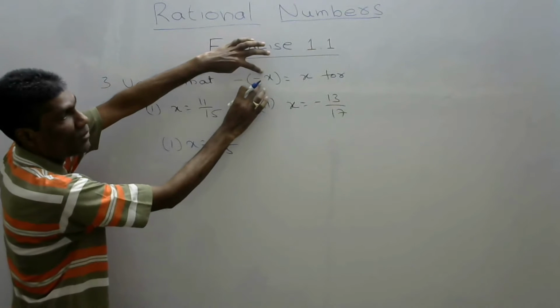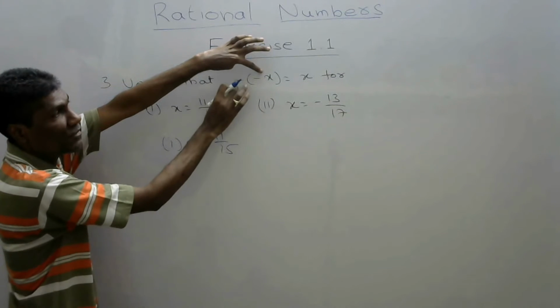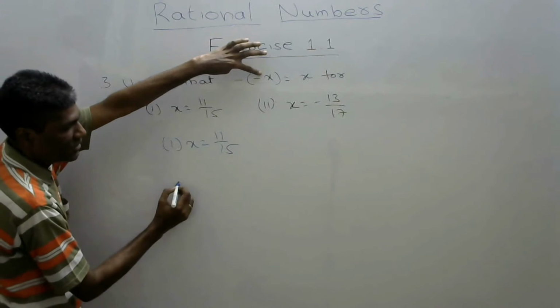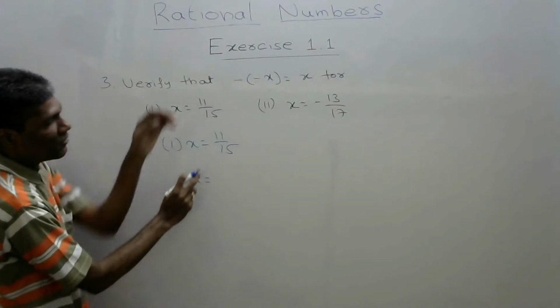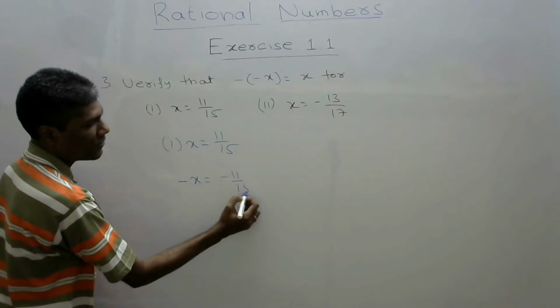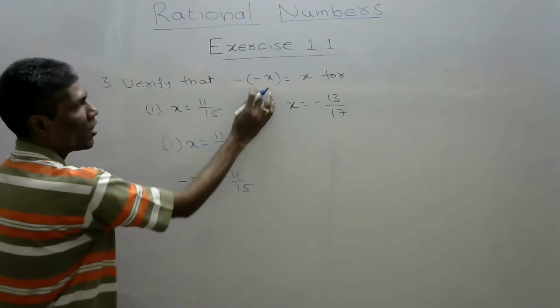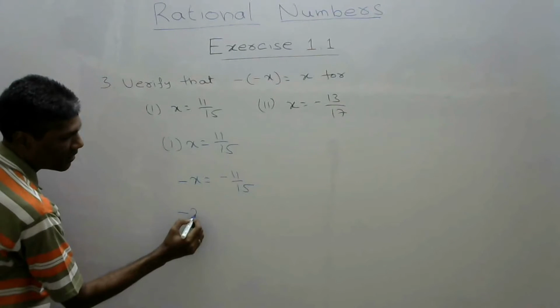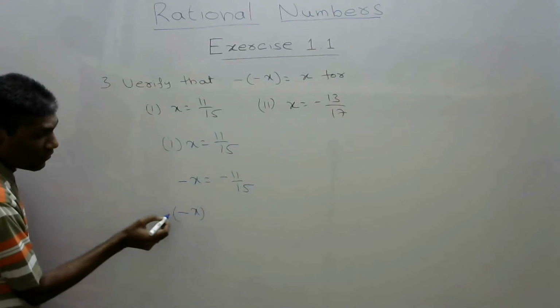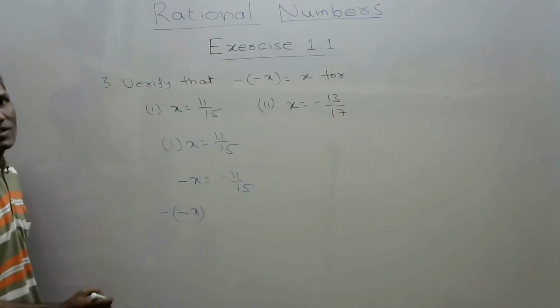First, we need to find minus x. For that, we should take minus. What is the value of minus x? Simply minus 11 by 15. Now, this is minus 11 by 15. We want a minus of minus x.